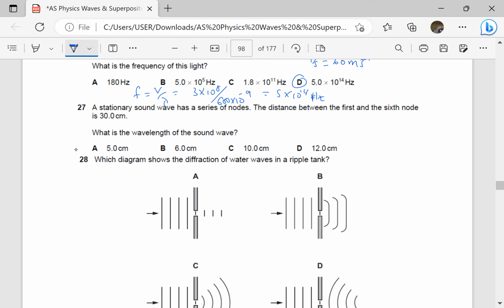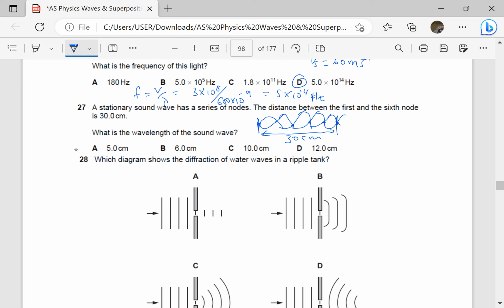If it is hard for you to establish these nodes, you can just do this manually. So the first, this is 1, 2, 3, 4 nodes, 5, 6. So the distance between the first, let this be the first, and the 60th node is 30 centimeters. So this distance is 30 centimeters. What is the wavelength of the sound wave?